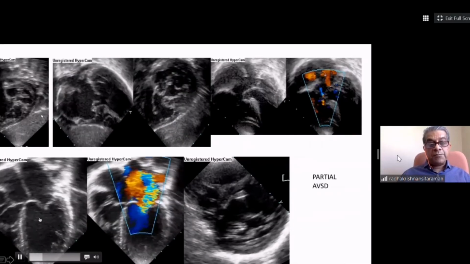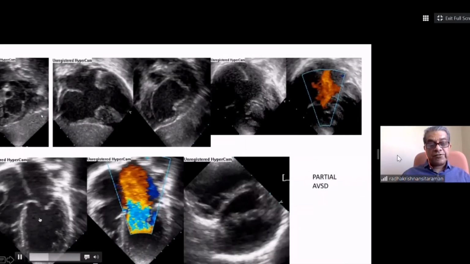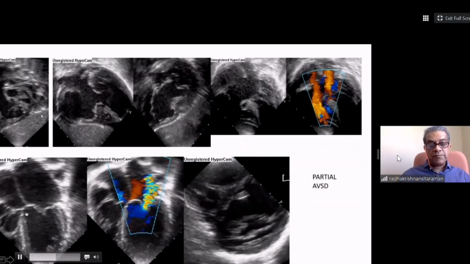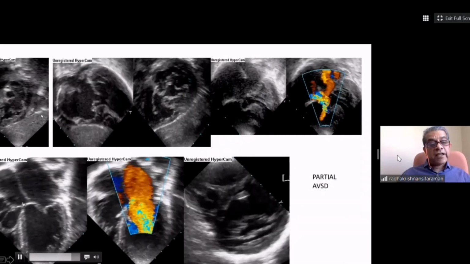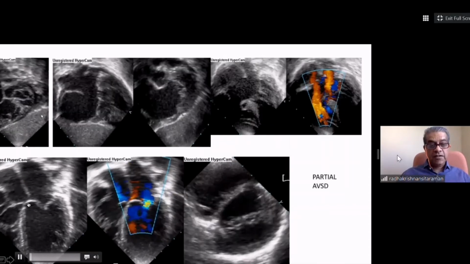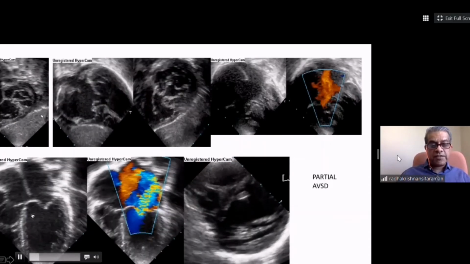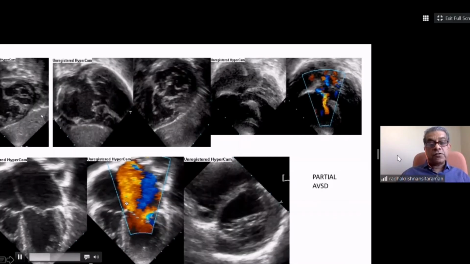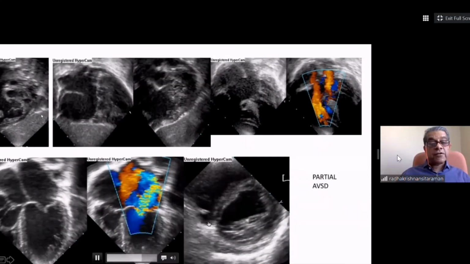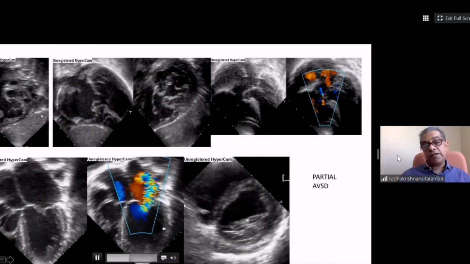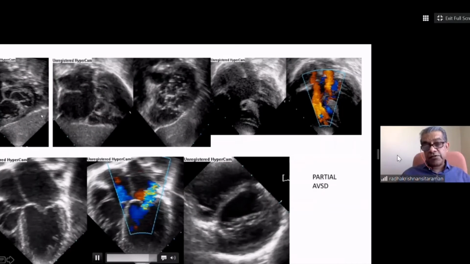Here is an example of a partial atrioventricular septal defect in the bottom left side, and you see that there is a very small atrial septal defect. And you feel, oh, there's nothing that needs to be done possibly for this, but suddenly you notice that because of the cleft mitral valve, there is severe atrioventricular regurgitation. So these are things which need to be clarified.